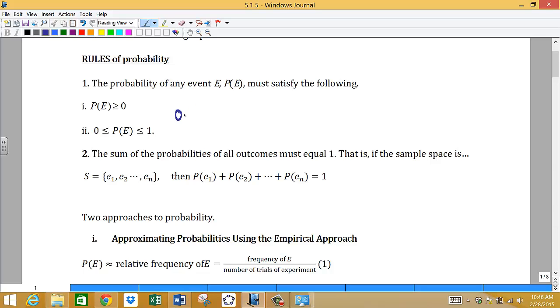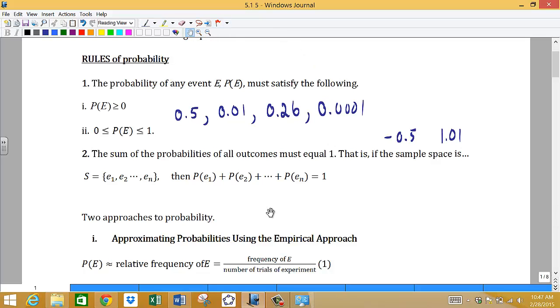So things like 0.5 is a probability, 0.01 is a probability, 0.26. Okay, these are all probabilities. But anything that's negative, so maybe like minus 0.5, that's not a probability. Or anything larger than 1, so maybe like 1.01, that's not a probability. Okay?